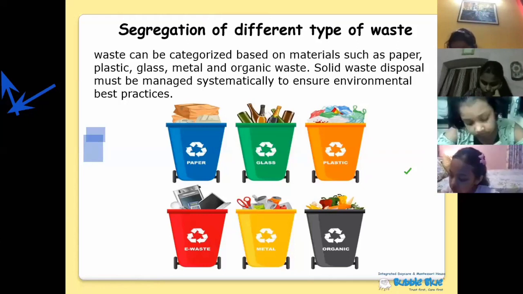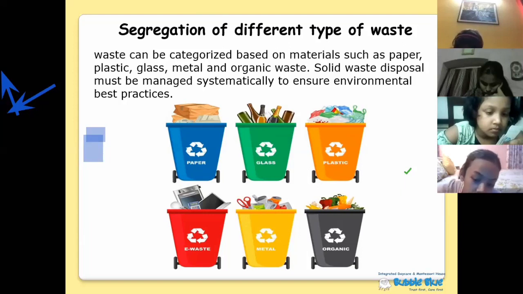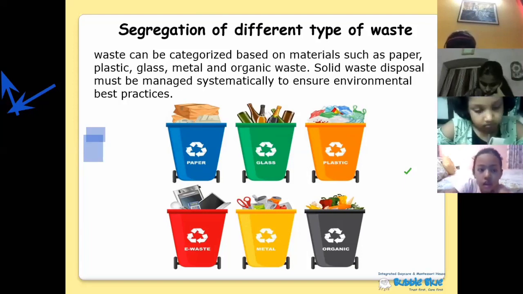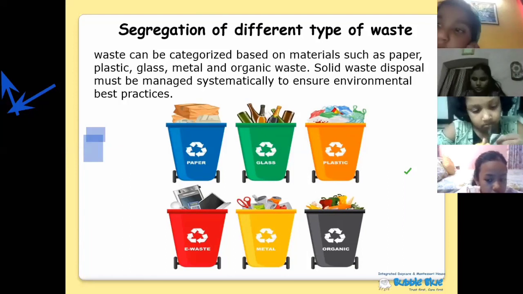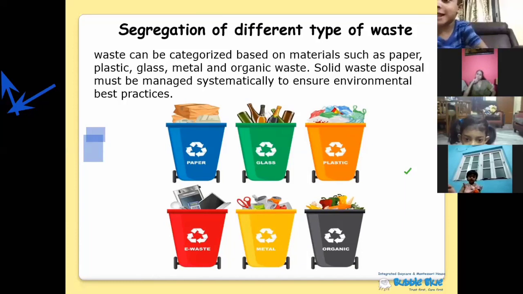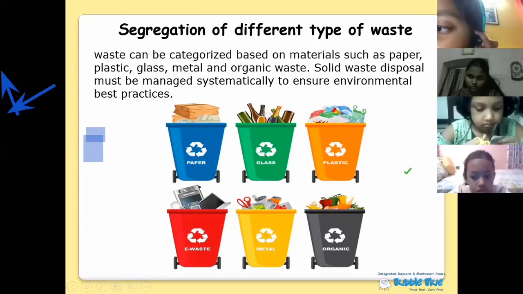This is a very important segregation of waste materials which are followed in these two countries, in the United Kingdom and in the United States of America. You can see the segregations. The blue is for paper, green is for glass, the orange is for plastic materials, red is for e-waste, which is electronic waste materials. Metal is thrown in the yellow bin, and organic is thrown in the black bin.